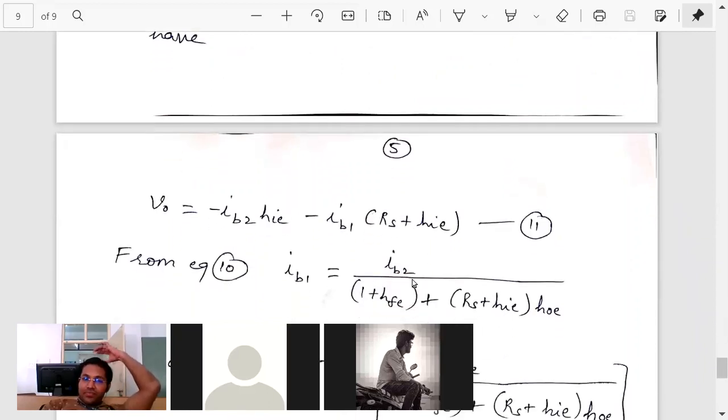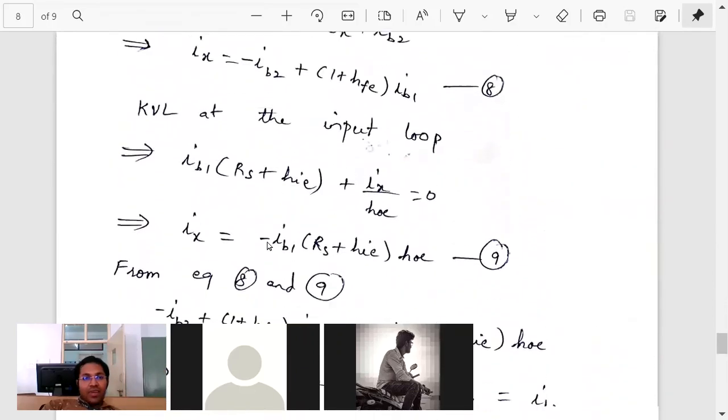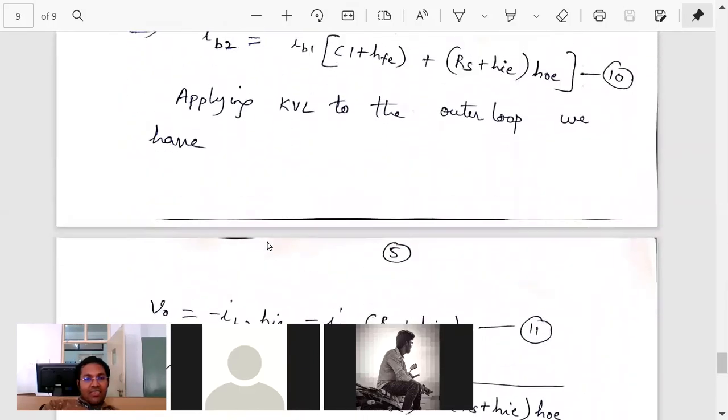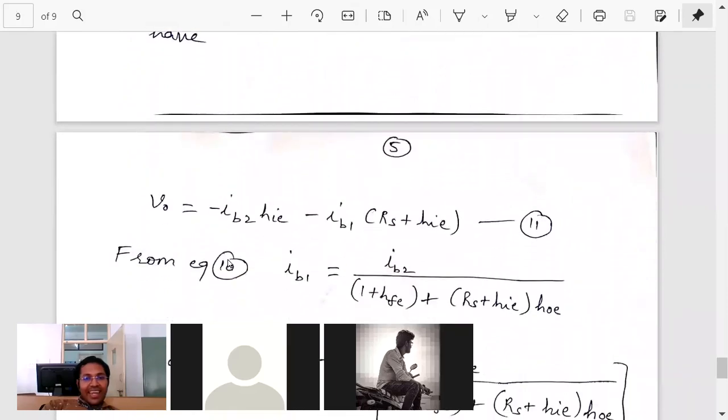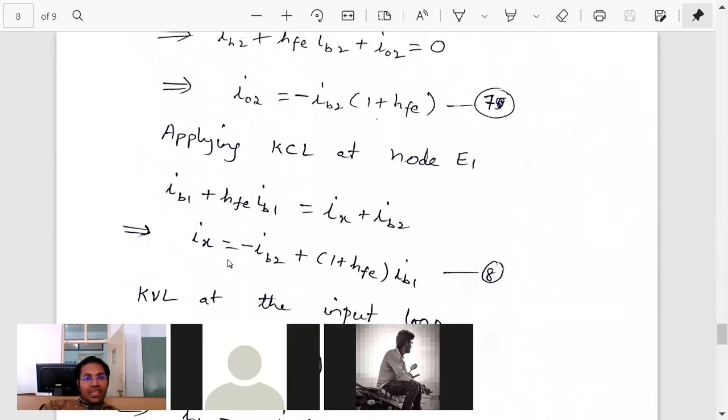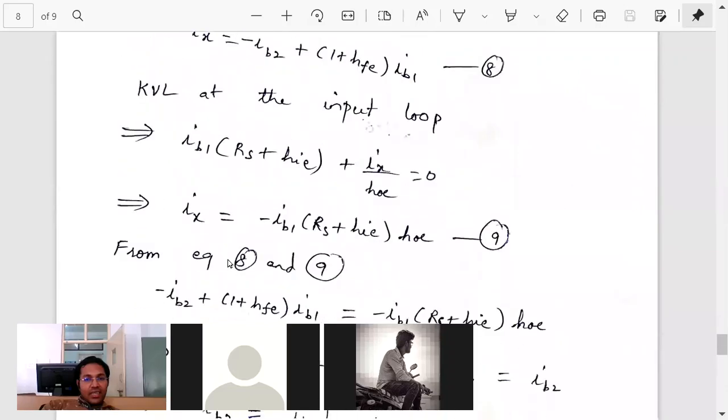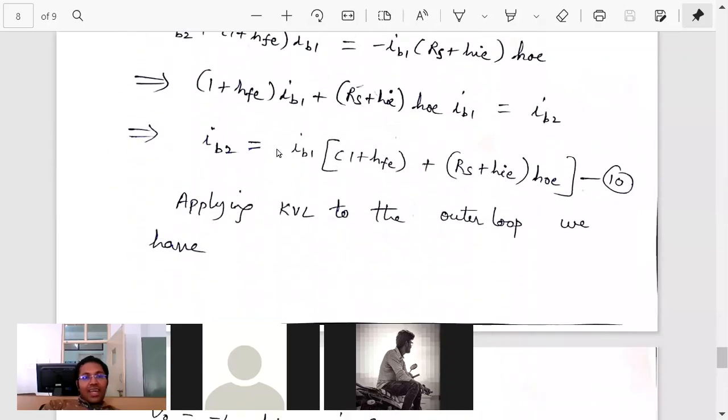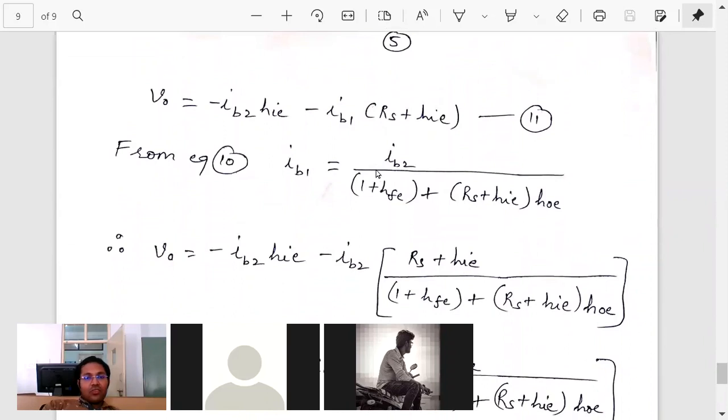Okay. Now already we got IB1 IB2 relation. Which equation is that? Equation 10. Here we got IB1 IB2, so we can use this. From this IB1 I can write it as IB2 divided by this term. So IB1 I am writing it as IB2 divided by that term from equation 10.